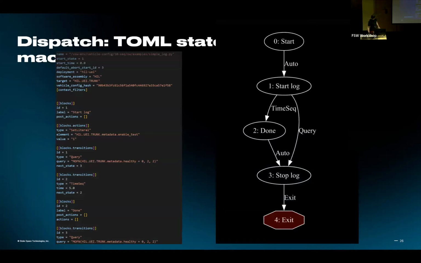Poorly formatted title, in fact. But we have what's called a dispatch. This is just a TOML representation of our state machine. And then on the right here, we have what it looks like on console when you visualize it. This is going to go up and live in Artifactory, and then we'll see how it can run next.